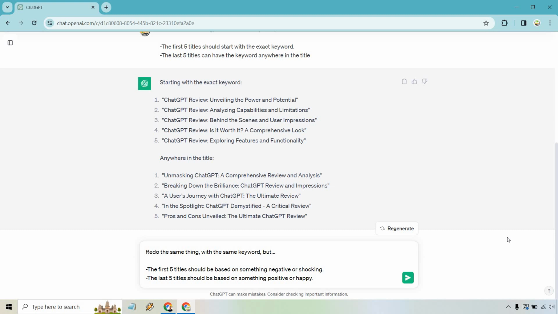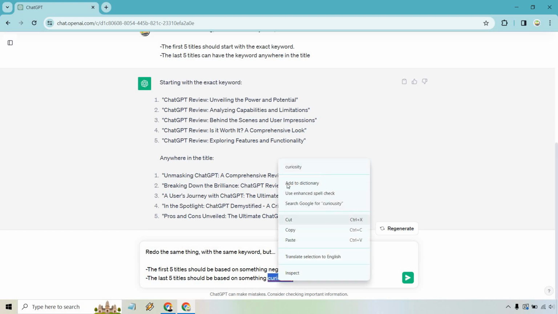It doesn't have to be negative or shocking or positive or happy. It can be based upon something results driven. It can be based upon something that's curiosity. How about that? Based on something curiosity driven. I think that's a better one. I spelled it wrong, so let's just change that up.